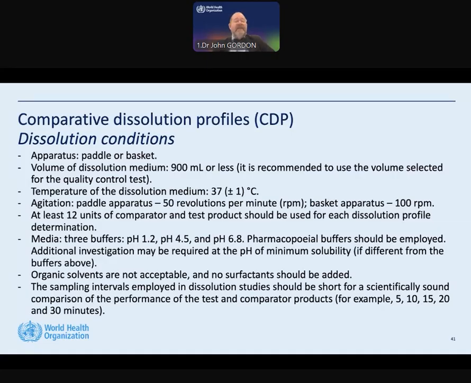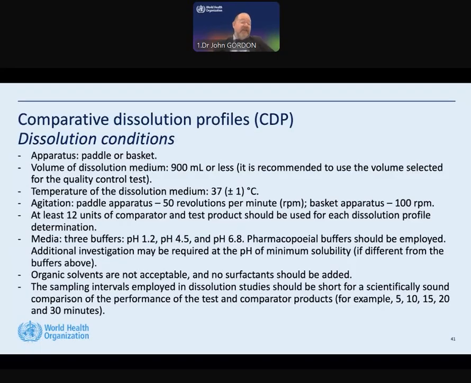The guideline recommends the use of either the paddle or basket apparatus with dissolution volumes of 900 milliliters or less, temperature of 37 degrees. The agitation speed for the paddle apparatus is 50 revolutions per minute, RPM. For the basket apparatus, it's 100 RPM. So these are the agitation rates that need to be used for BCS-based biowaiver dissolution experiments. You should have at least 12 units of each product in your experiment. At least the 3 compendial buffers at pH 1.2, 4.5, and 6.8 need to be employed.